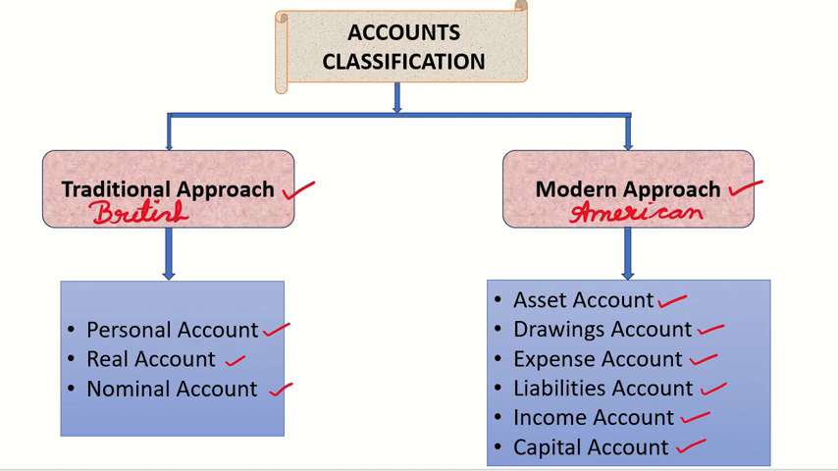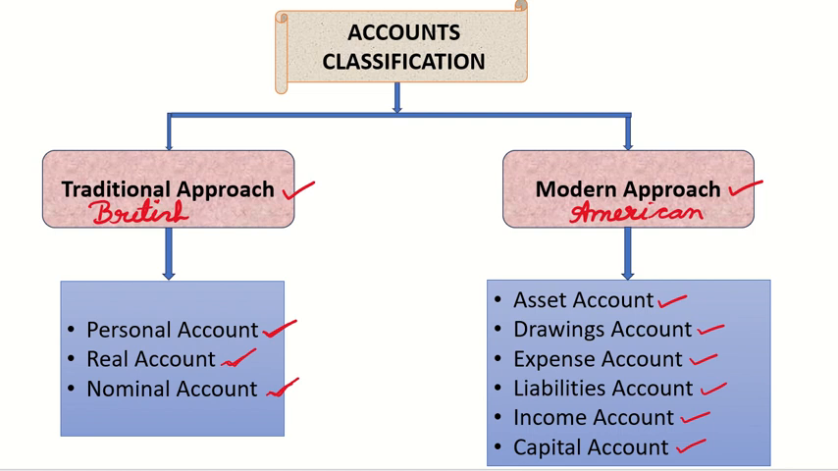Fine, now quickly let me tell you the rules of the traditional approach. Now, a personal account rule says that debit the receiver, credit the giver. Real account rule says that debit what comes into the business, credit what goes out of the business. Nominal account rule says that debit all the expenses and losses, credit all the incomes and gains.